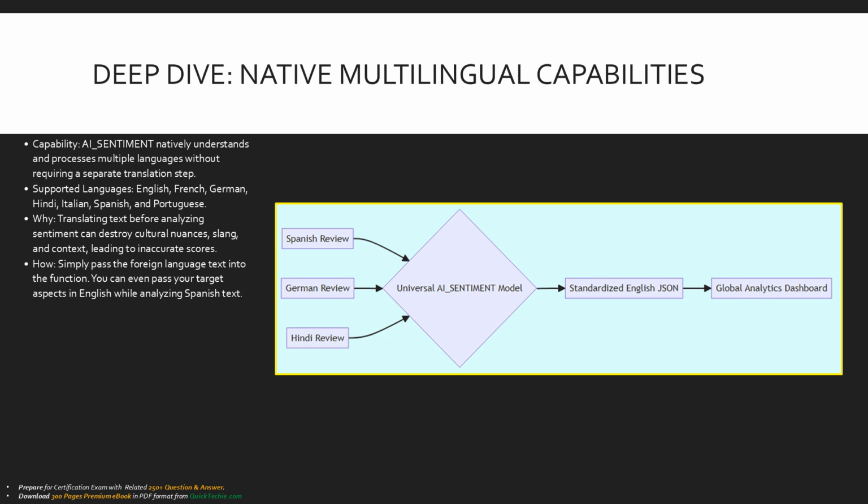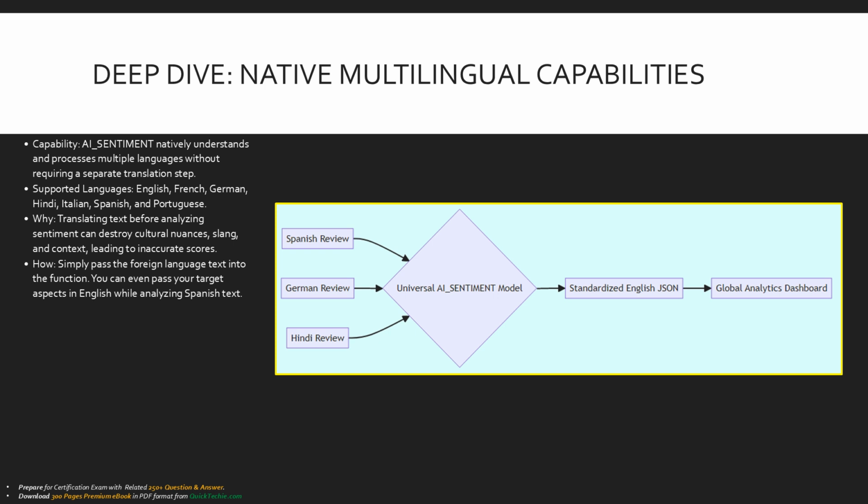You simply pass the raw foreign text directly into the function. The LLM processes the sentiment natively in its original language context, preserving the true meaning. Even better, you can query Spanish text, but provide your aspect array in English. The model will understand the cross-lingual intent and return the JSON payload in English, making global analytics incredibly streamlined.